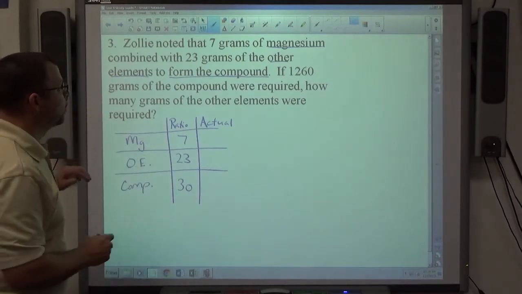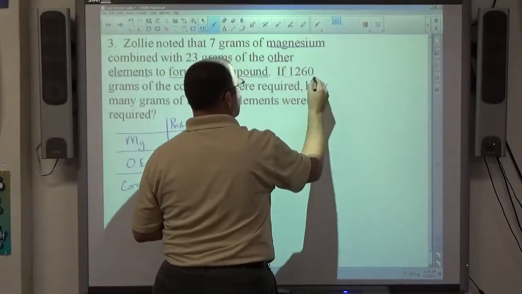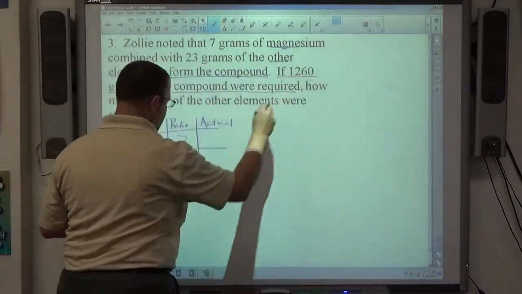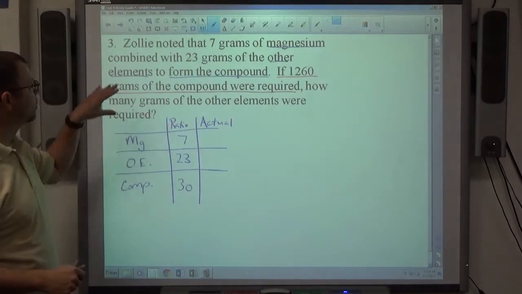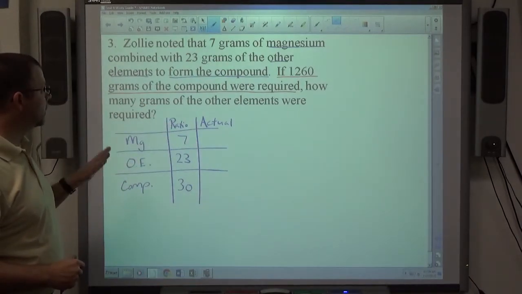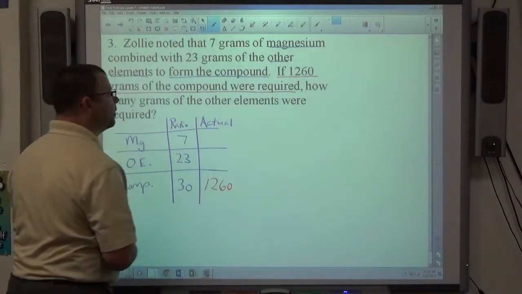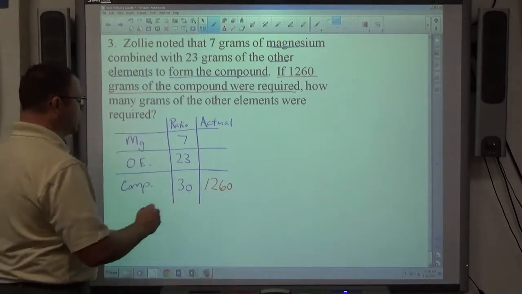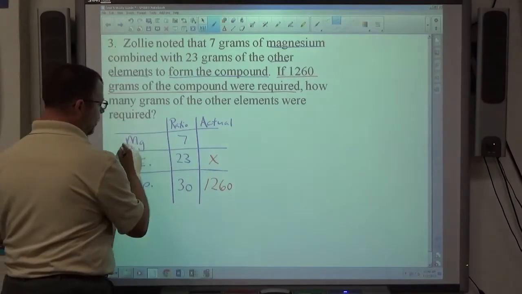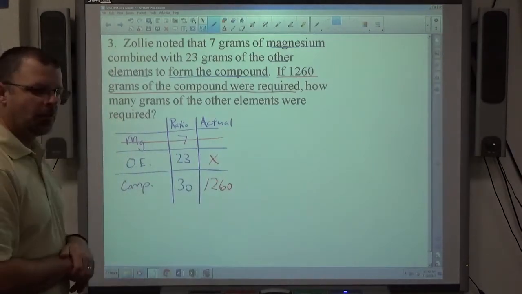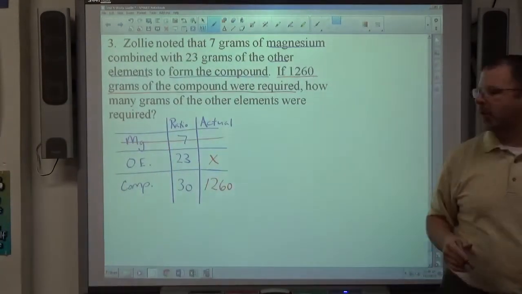1,260 grams of the compound were required. So now we move on to actual numbers. This is how much was required. This is how much Zolli made at her initial experiment. So 1,260 is what is actually needed. And how many grams of other elements were required? That's what they're asking us for. They don't care about magnesium. They must have enough magnesium. They want to make sure they have enough other elements to do this.